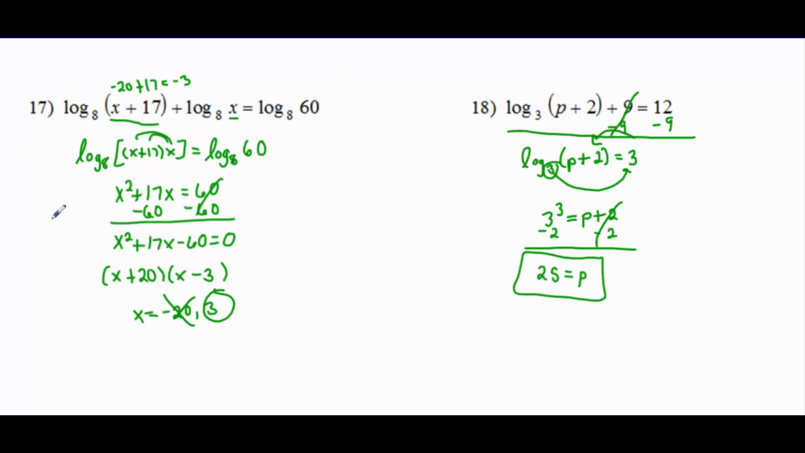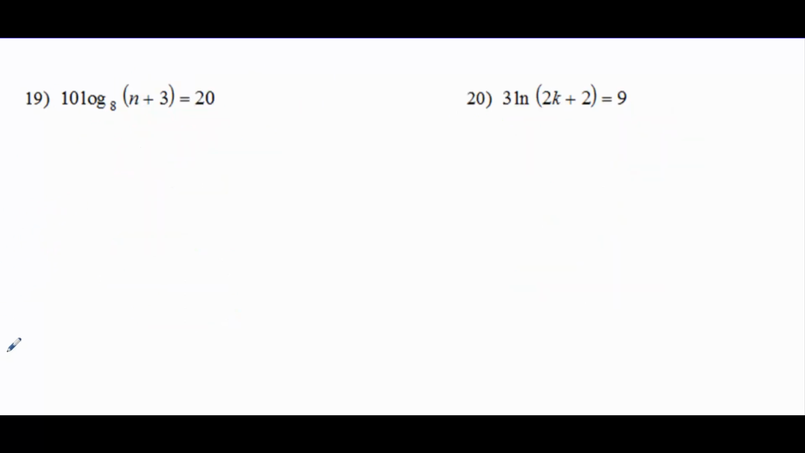So just make sure if there's only one logarithm that you get it by itself first, and then you can rearrange it and solve. 19. So this is the same kind of deal because we've got this 10 in front that we need to start off with moving.